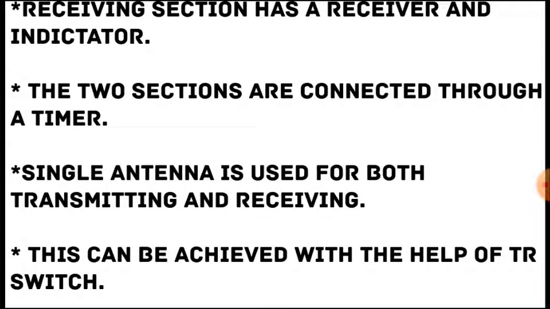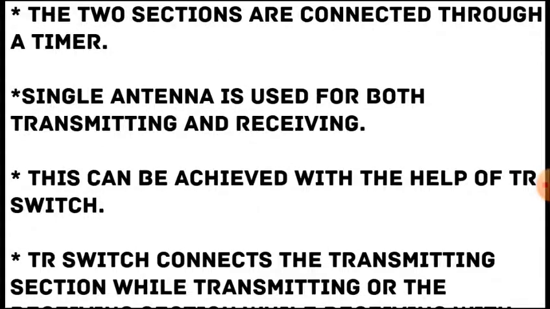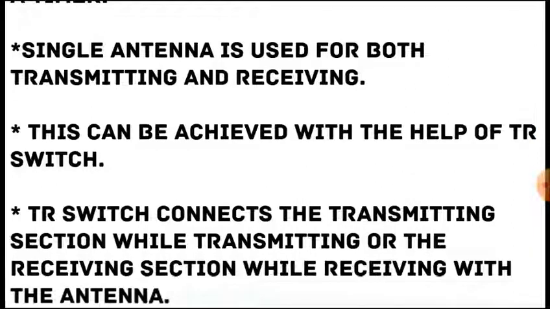A single antenna is used for both transmitting and receiving. This can be achieved with the help of a TR switch. T stands for transmission and R stands for receiving, the transmission receiving switch. This TR switch connects the transmitting section while transmitting, or the receiving section while receiving, with the antenna. We are using a single antenna for transmission and receiving. This is achieved using this TR switch. That is, the TR switch connects the transmitting section when the antenna transmits the pulses and the receiving section while the antenna receives the pulses.